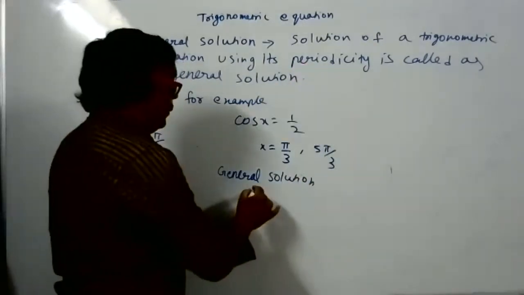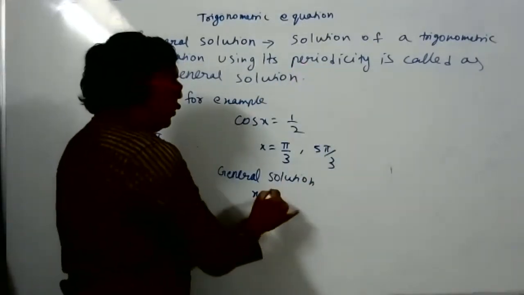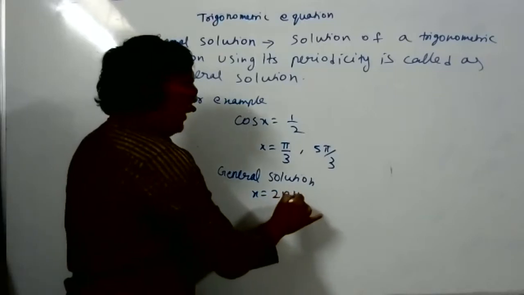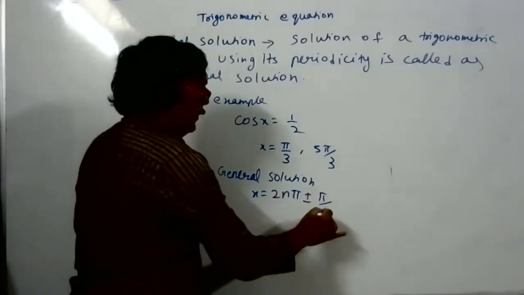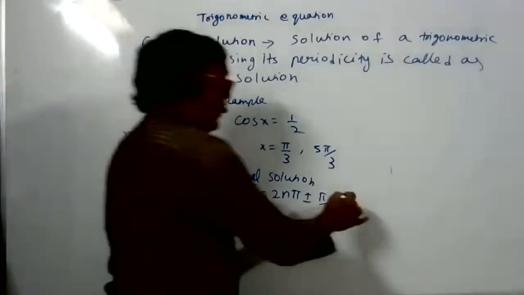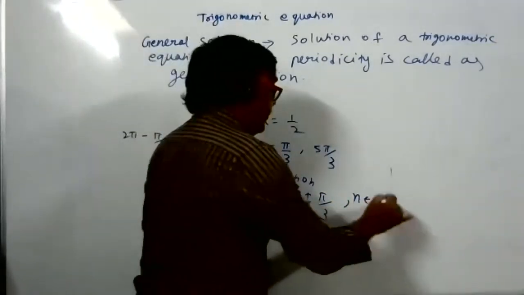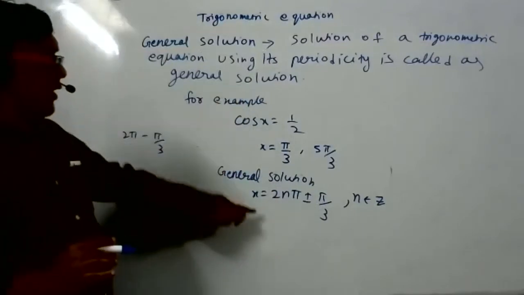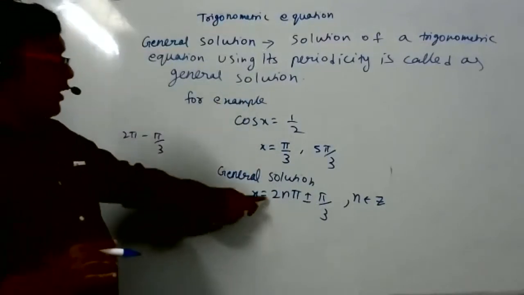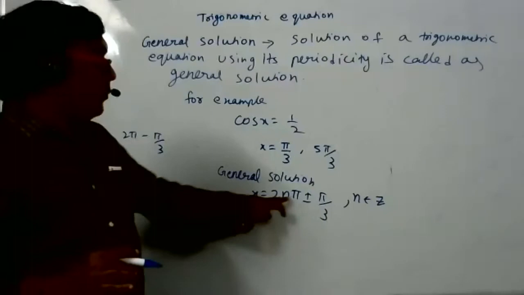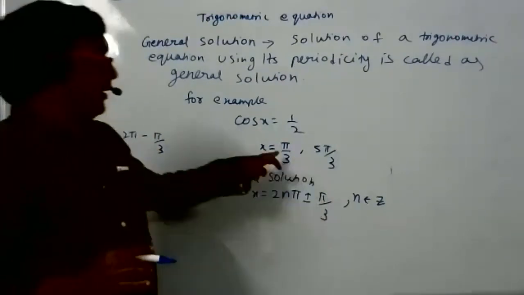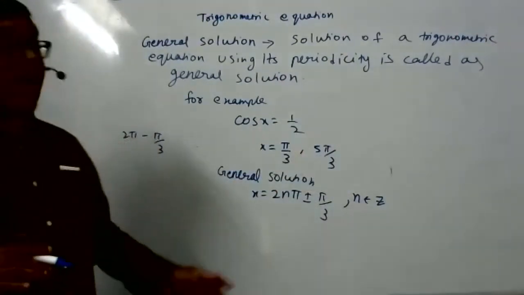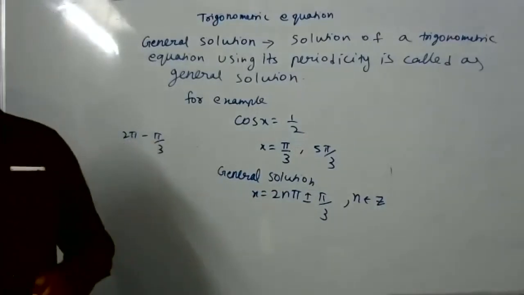So x is equal to 2n pi plus minus pi by 3, where n belongs to integers. This is the general solution. How this will come I will teach right now, don't worry. If you write this way, 2n pi plus minus pi by 3, then it becomes the general solution.